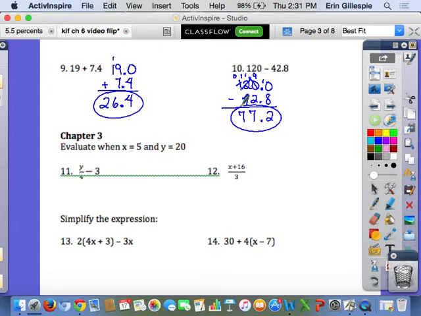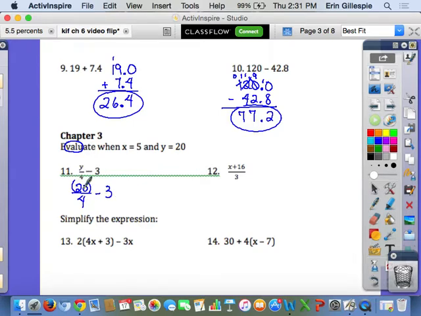Moving on to chapter 3, the directions for 11 and 12 are evaluate when x equals 5 and y equals 20. Evaluate means find the value of, okay? We don't say solve because that's not an equation, it's an expression. So I'm going to take that value for x and that value for y and put them into the right spot in these expressions and then evaluate, simplify, find the value of those. So for 11, it's y divided by 4, sorry for the green squiggly line, minus 3. So we're going to put in 20 for y, so I'm going to have 20 over 4 minus 3.